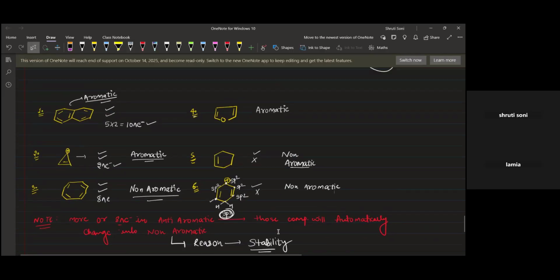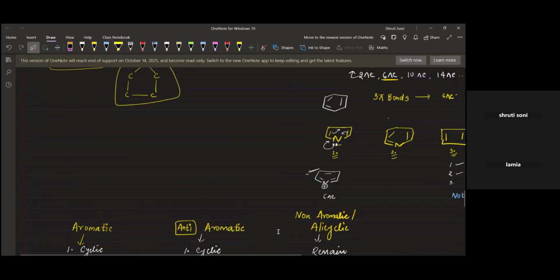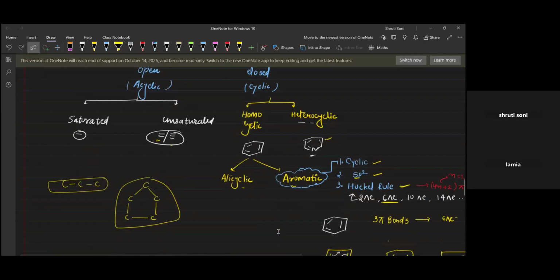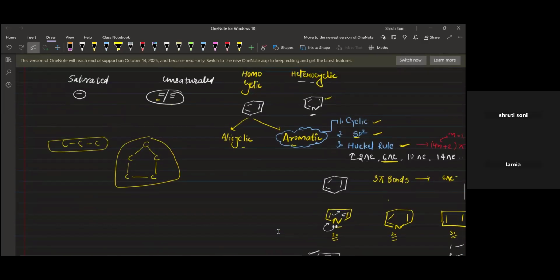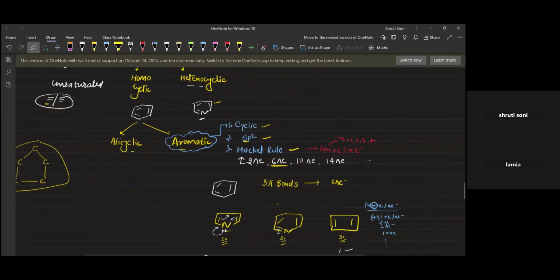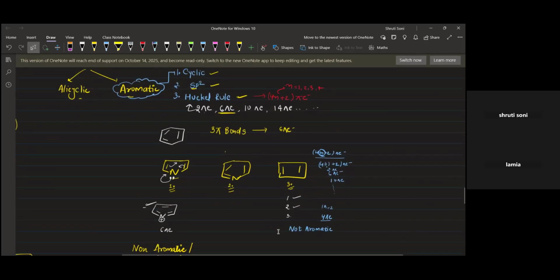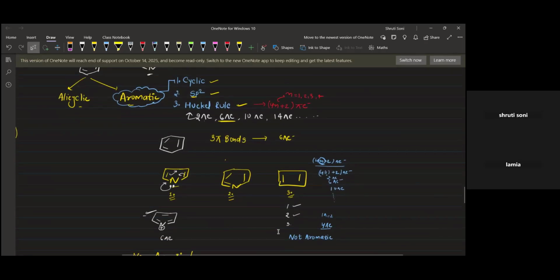You can take a screenshot up to now because this whole portion is related to aromatic. Do you take a screenshot from the beginning? Yes, this is the starting part. You can write here aromatic, or you can write aromaticity.